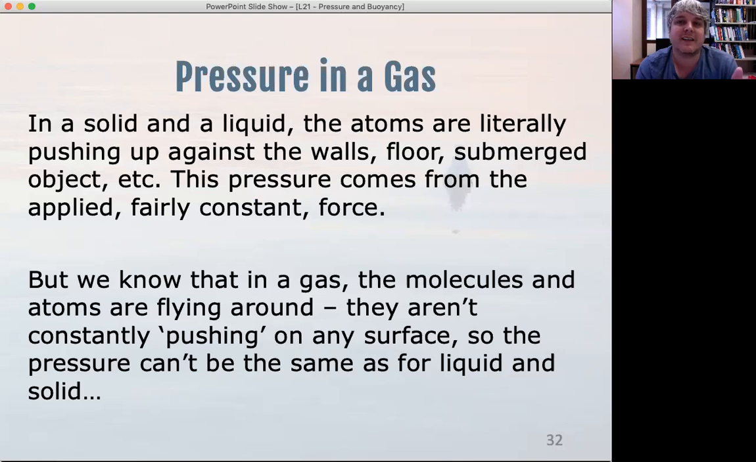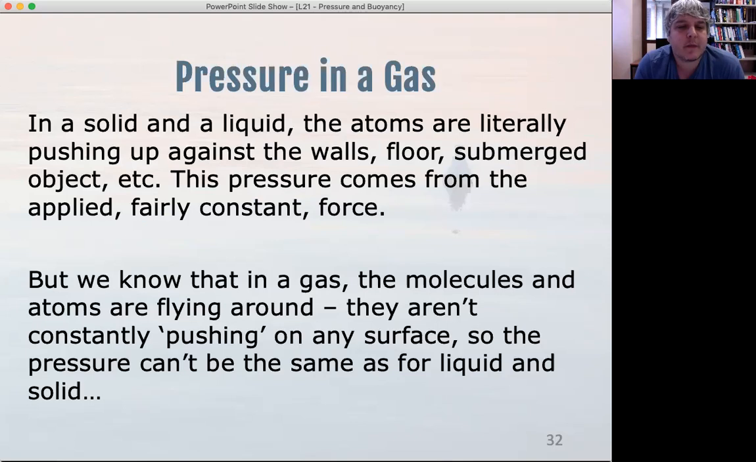You've got literal liquid atoms pushing on the walls of their container, and so it makes perfect sense that there's going to be this pressure because you've got atoms pushing on it. And if you put more atoms on top, i.e. put more liquid in, now you've got more pressure pushing downwards, and so the pressure increases everywhere.